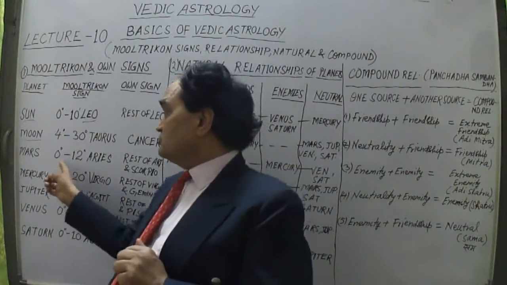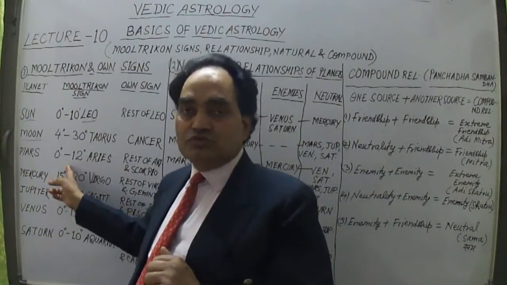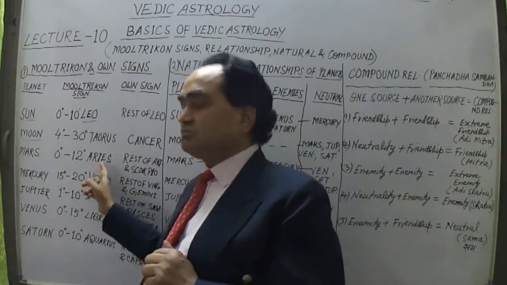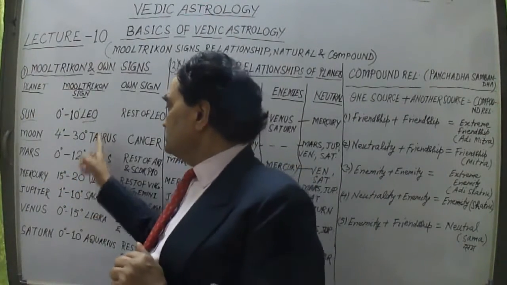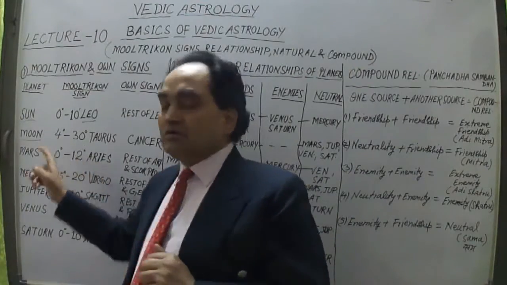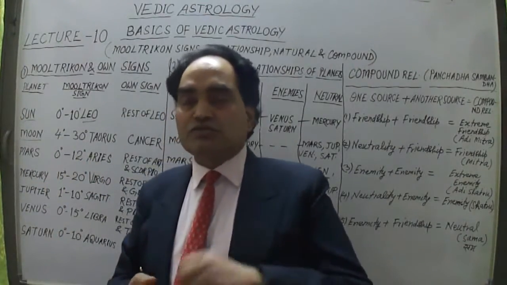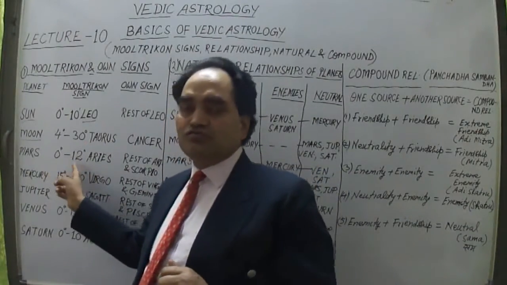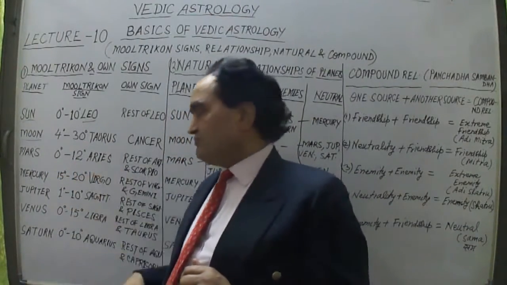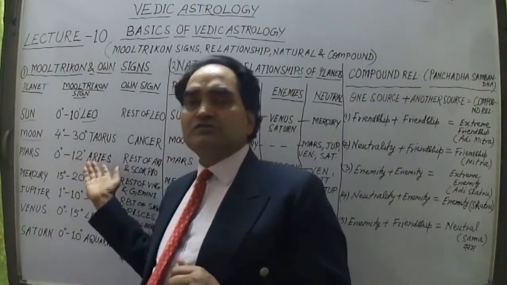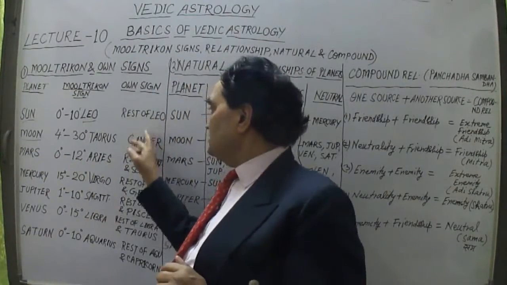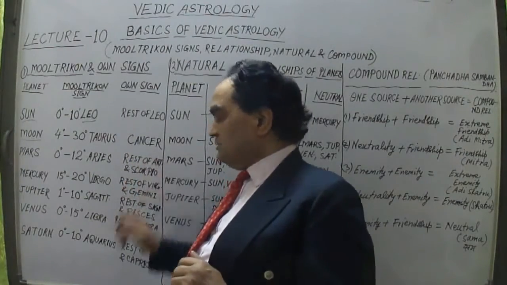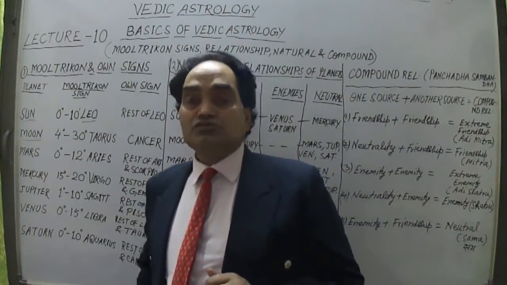So Mars has its Mooltrikon sign from 0 degree to 12 degree in Aries. This is the Aries sign in which Mars has its Mooltrikon sign, right? Or Mars's Mooltrikon sign is from 0 degree to 12 degree in the Aries sign. Then what is its own sign? This is the rest of Aries sign, and Scorpio sign.